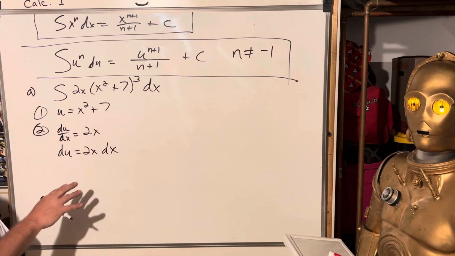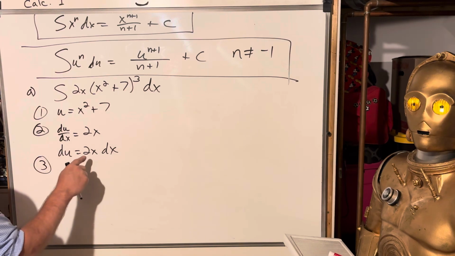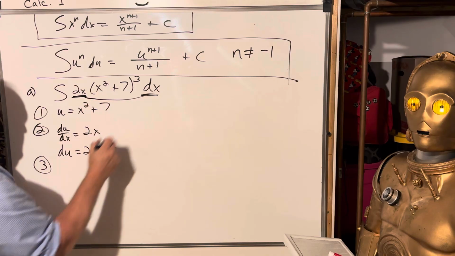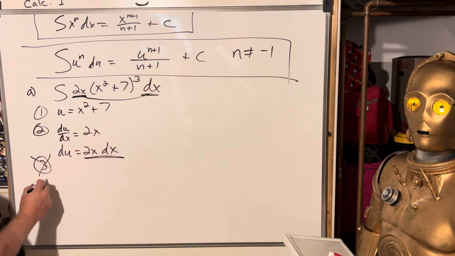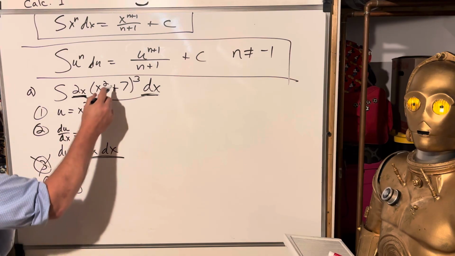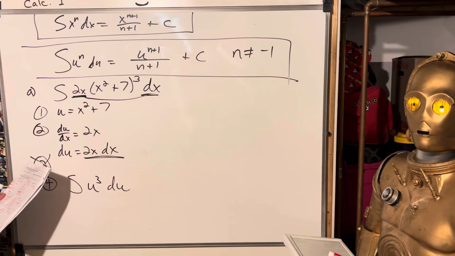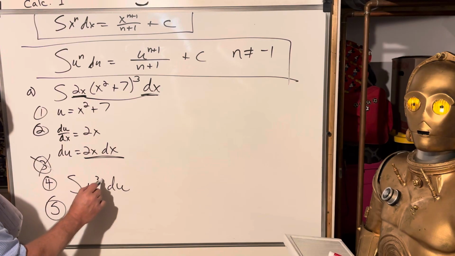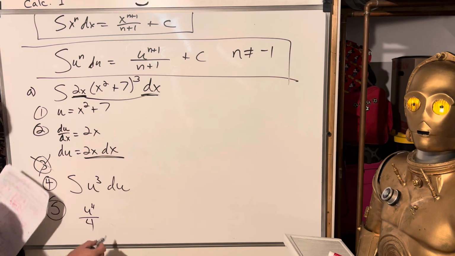Now, stop to see if we need step 3. Do we need step 3? No, we don't need step 3 because they gave us 2x dx, and that's exactly what we have here, 2x dx. So step 3 is unnecessary. Step 4, we can substitute in our u's. So we have u to the third du. Step 5, we can integrate. So add 1, so that's u to the fourth, divide by whatever that power is, 4, and then plus c.